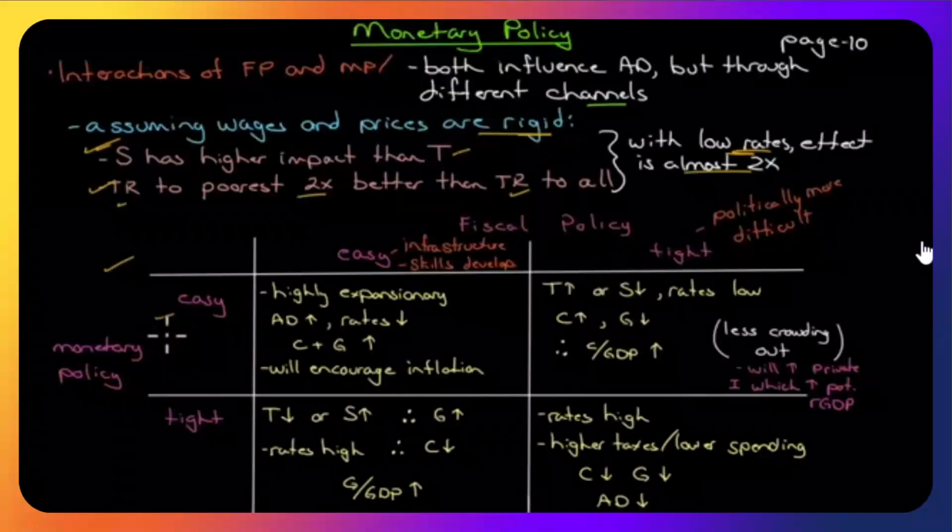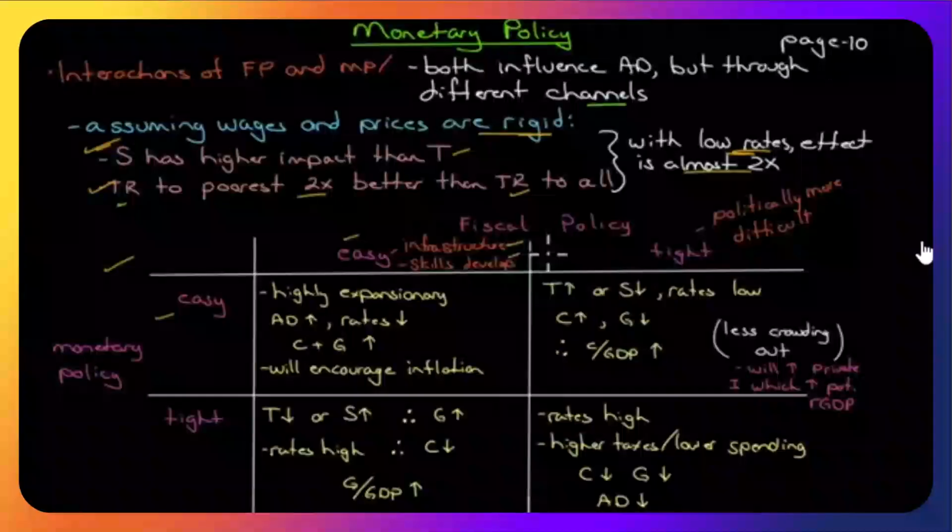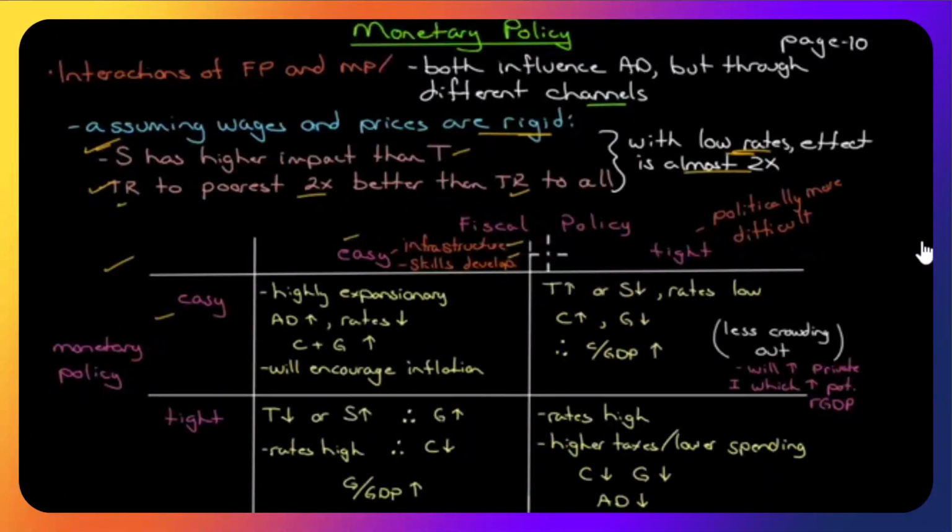Let's go with easy monetary policy and easy fiscal policy. That means our government is involved in infrastructure building and in skills development. A lot of government spending programs to increase the productivity of the economy. Hopefully not spending to just cover expenses, but spending for investment, right? That's what we hope for. This is highly expansionary because both are working on aggregate demand.